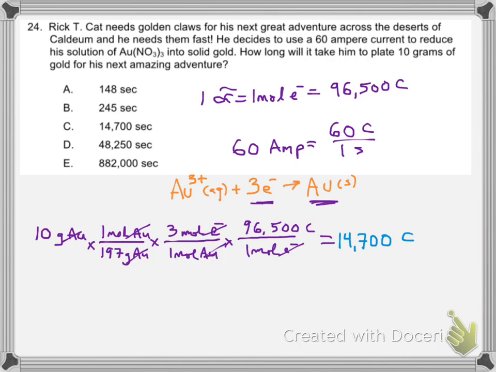Okay, now we need to relate this back to time. And this is where our amperes are going to come into play, because this can relate the amount of charge, coulombs, to time, seconds. So, once again, we're going to do our dimensional analysis. So, 14,700 coulombs. For every 1 second, we get 60 coulombs worth of charge. So coulombs will cancel out, and this will end up equaling 245 seconds total.